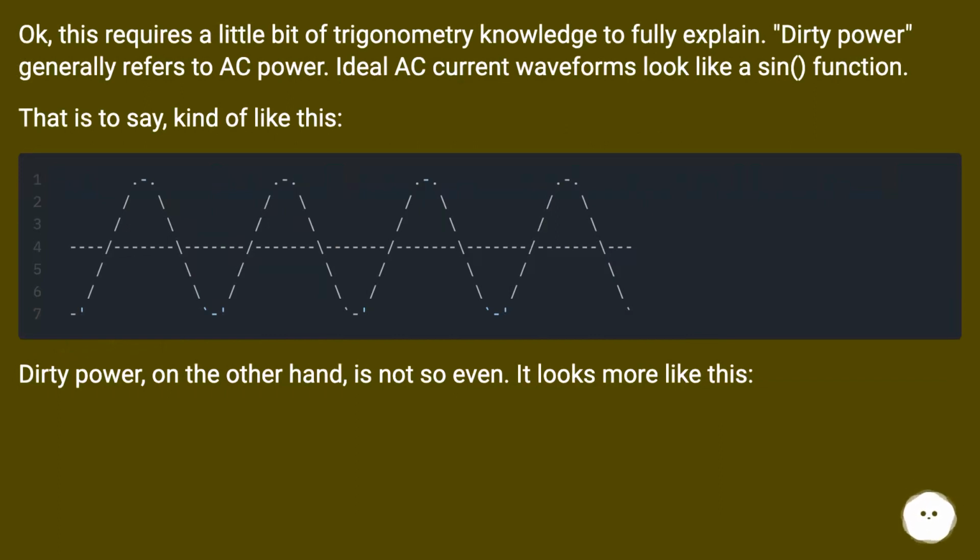Dirty power generally refers to AC power. Ideal AC current waveforms look like a sin function. That is to say, kind of like this.